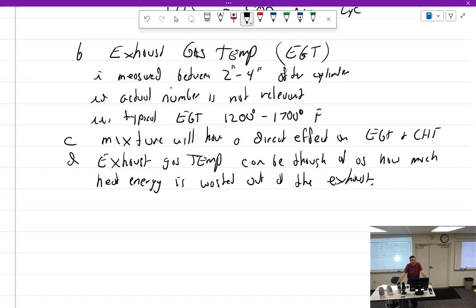Yeah, and so when I lean it out to best power, I am going to see my EGT peak out, which means I'm wasting the most energy in the form of heat, I guess. And the form of heat. Yeah, that's why I scratch my head, going, this is kind of a, I don't know.